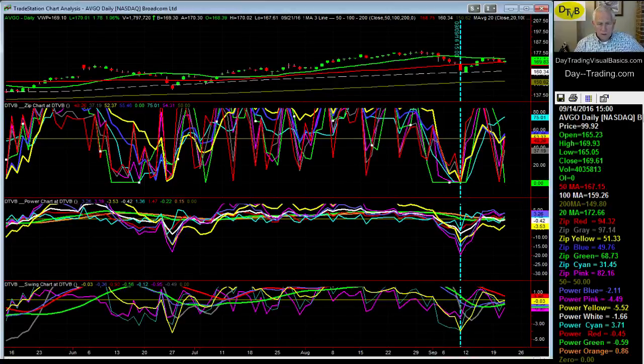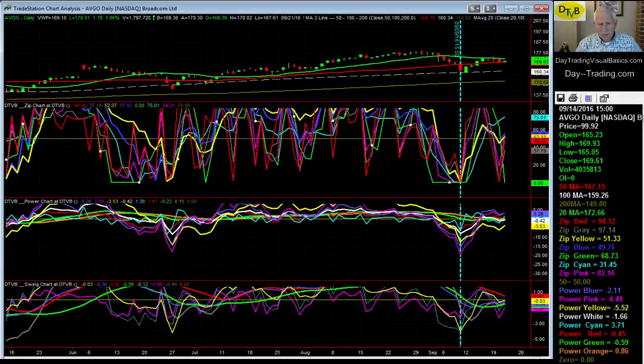Going back to this example, or this chart, the zip chart specifically, I put the line here on the last day that the price was going down. Even though the next day it gapped down and touched the 100 moving average, the long white dash line. The tan line is the 200, the green line is the 20 moving average, and the red line is the 50 moving average. I put the vertical line on this day because this is the signal day.